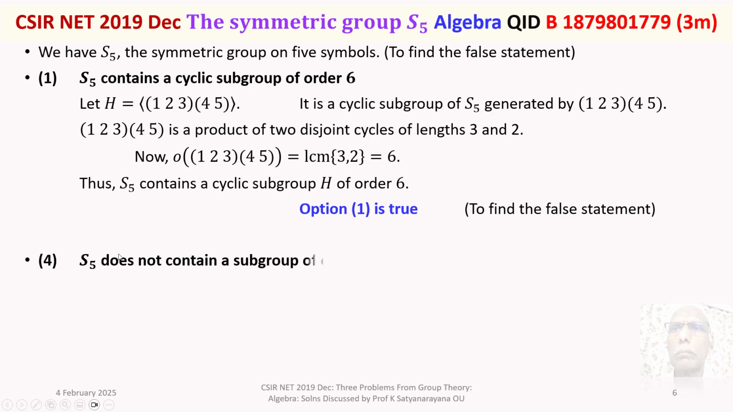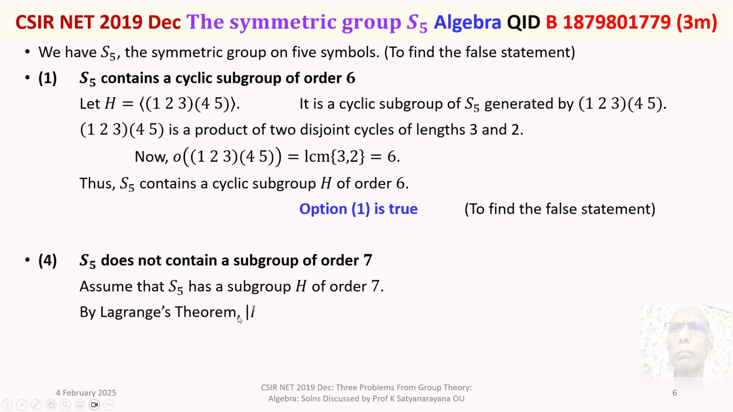Option 4 we take, which is easy. That is why we have taken: S5 does not contain a subgroup of order 7. This is a proof by contradiction. Assume that S5 has a subgroup H of order 7. Recall Lagrange's theorem. By Lagrange's theorem, the order of H divides the order of S5. That is, the order of H is 7.